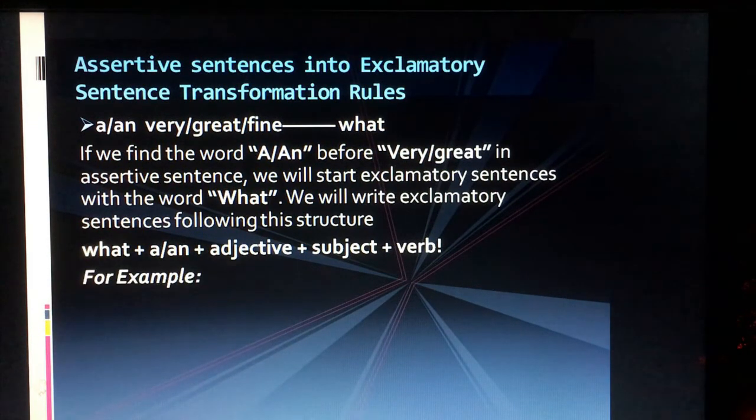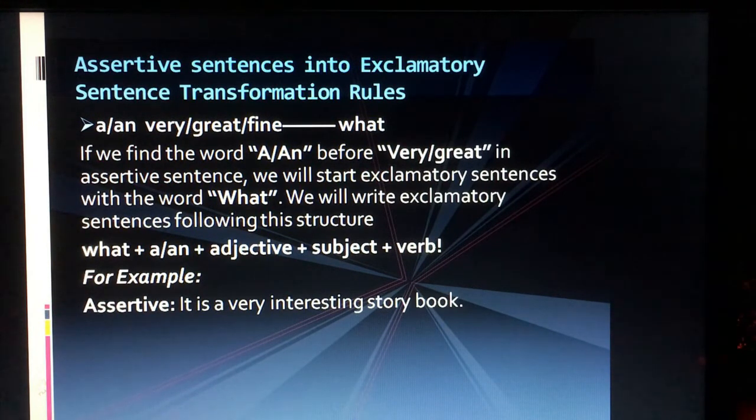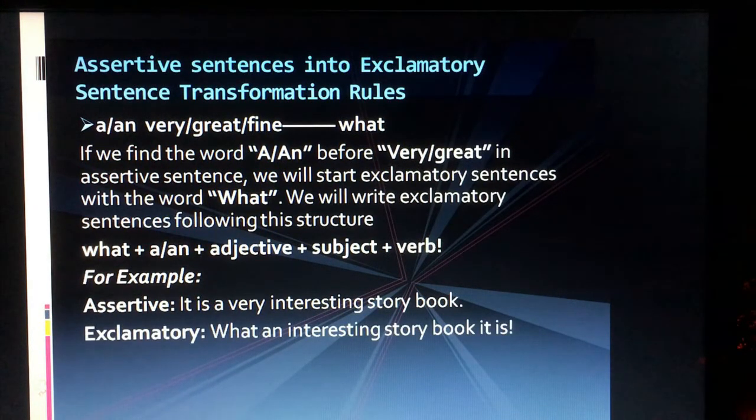Let's see an example. Assertive sentence: it is a very interesting storybook. If we make it an exclamatory sentence, what will it look like? What an interesting storybook it is. So what we did, we started from the beginning and ended with the helping verb, it is, so we are placing it at the end, as you can see, okay? And then we started with what, because there was an article, so we added what at the beginning. So we are placing an here: what an interesting storybook it is, then placing the exclamatory mark at the end. This way we will do the rest.